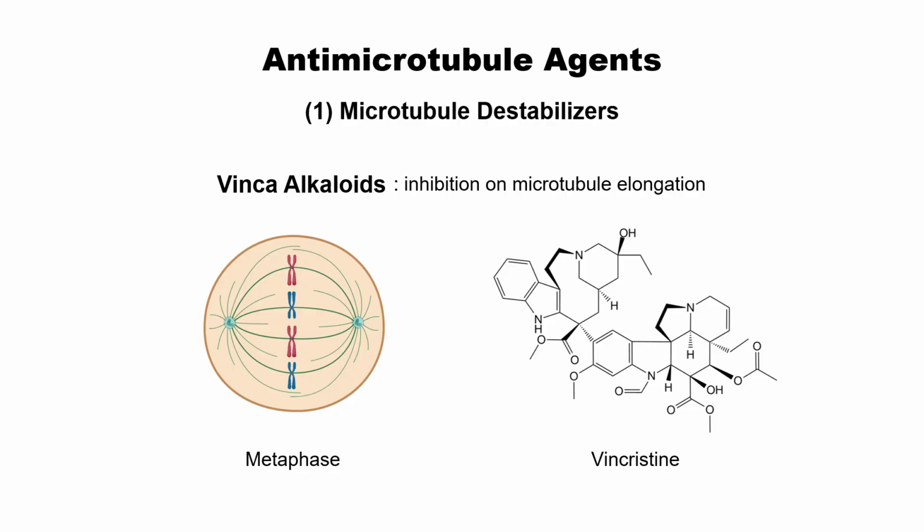A microtubule destabilizer, such as vinca alkaloid, can prevent the metaphase formation. To make the metaphase, the chromosomes should be aligned in the middle, and the microtubules should attach to the chromosomes. This destabilizing effect can prevent the proper formation of microtubules.